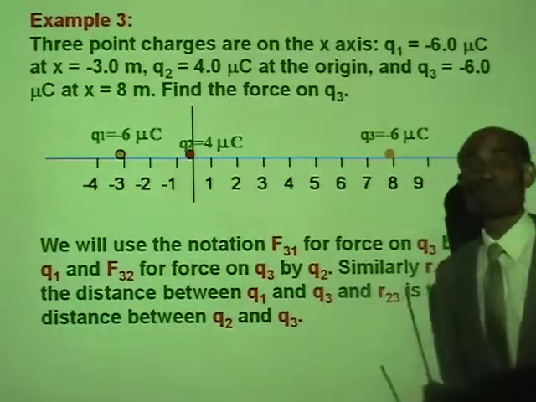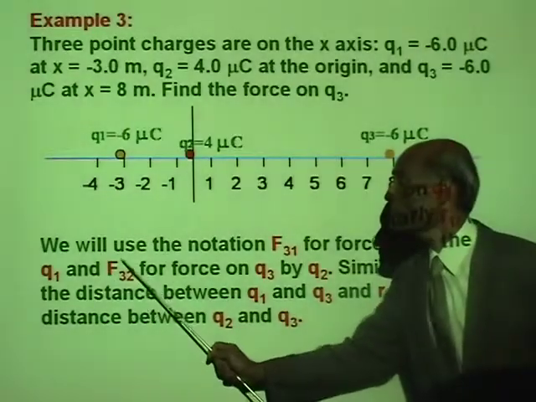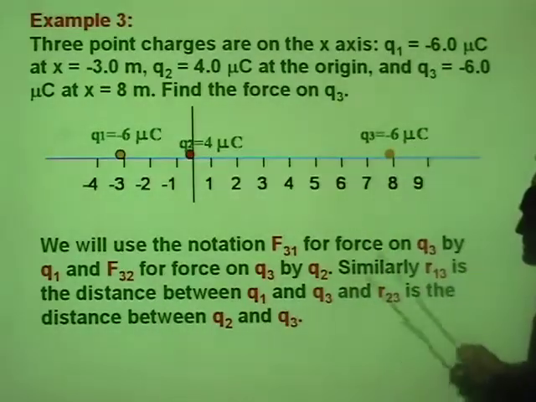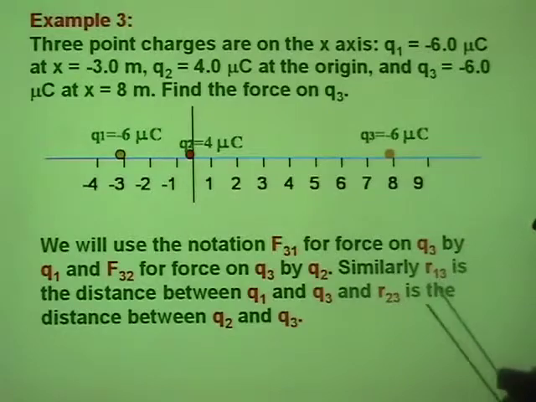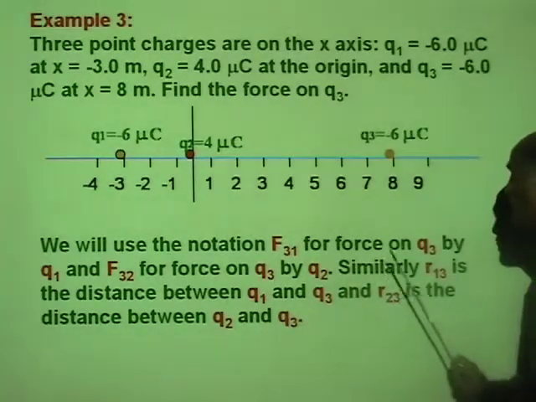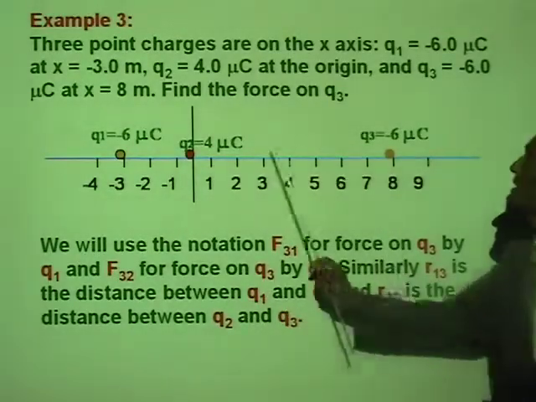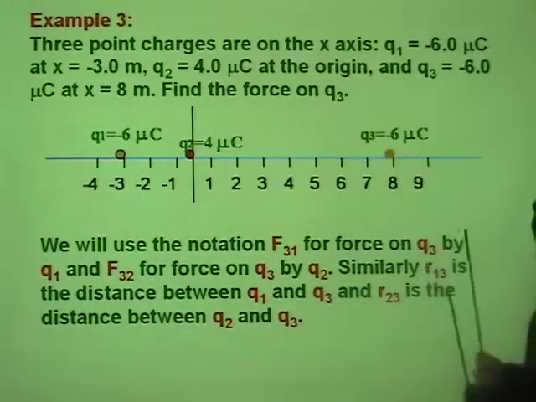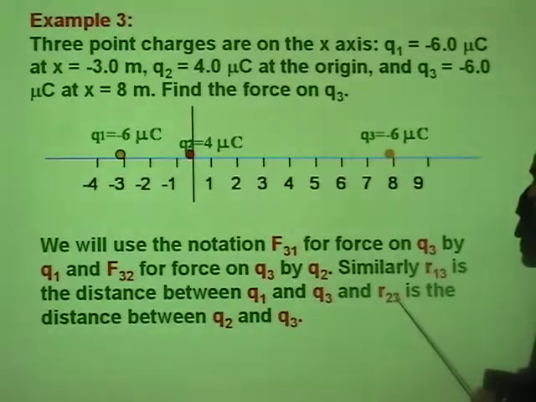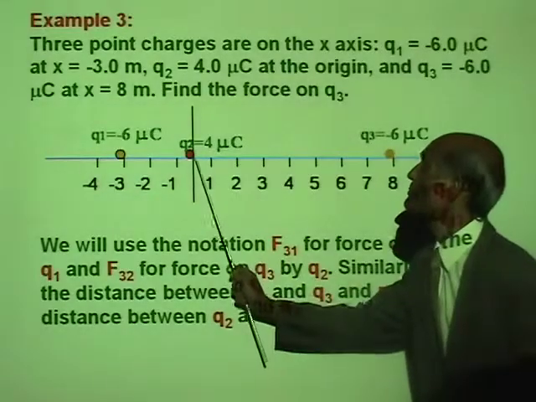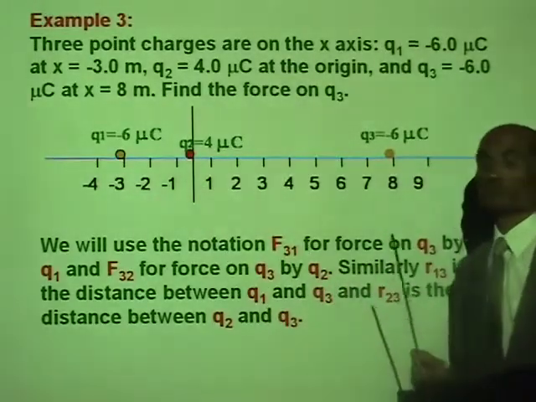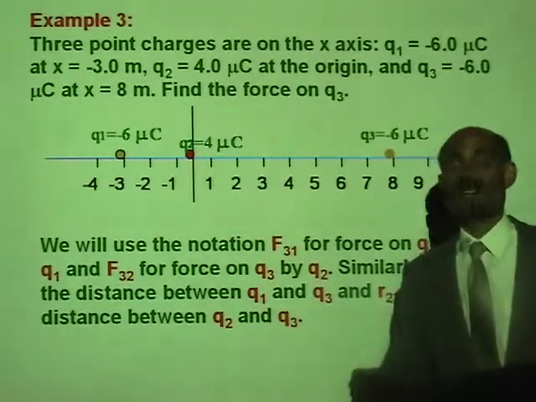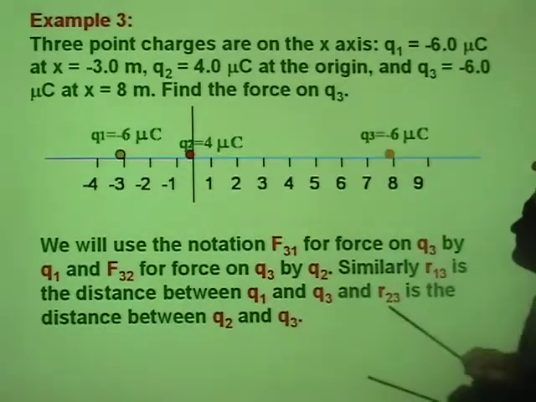What does F32 then mean? F32 is the force on Q3 by Q2. Similarly, R13 is the distance of Q1 and Q3. The distance of Q1 and Q3 is R13. And R23 is the distance of Q2 from Q3. So, we are going to use these notations in the equation that we had earlier.